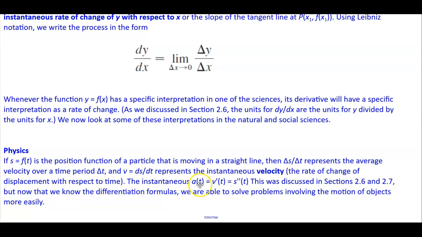The instantaneous acceleration a of t is going to equal the derivative of the velocity, v prime of t, which is equal to the second derivative of the position function, s double prime of t. This was discussed in sections 2.6 and 2.7, but now that we know the differentiation formulas, we are able to solve problems involving the motion of objects more easily.